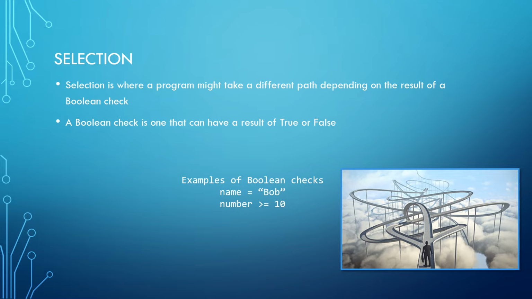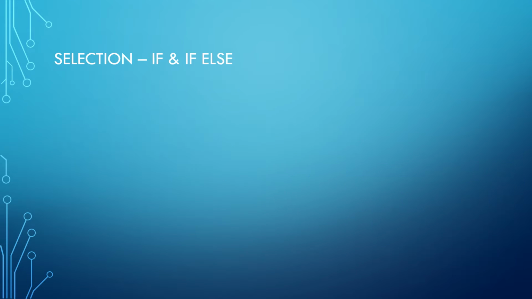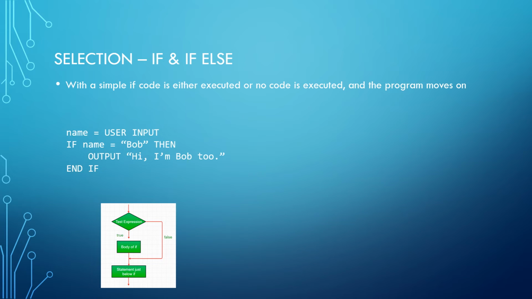By performing such a check, we can decide which code, if any, should be executed, therefore allowing our program to take different paths. The simplest form of selection is a basic if statement. In this situation, either some code is executed or nothing happens and we move on to the next section of code in the program. In this example, if the user enters the name Bob, then the program will output "Hi, I'm Bob too." In all other instances, it will just move on to the next line of code in the program.